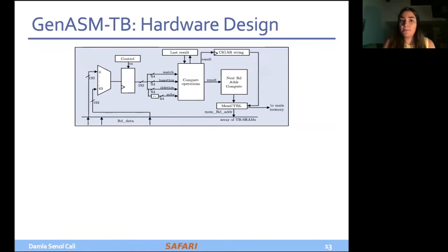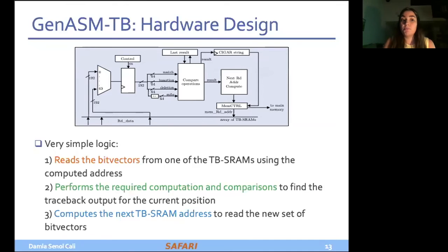When we look at the TB hardware design, it also has a very simple logic, which is responsible for reading the bit vectors from one of the TB SRAMs based on the computed address, and then performing some simple, again, bitwise operations and some comparisons to find a traceback output for the current position. And by using these computations and comparisons, the third step is computing the TB SRAM address for the next position. And after it completes its whole execution, it writes the full traceback output to the main memory.